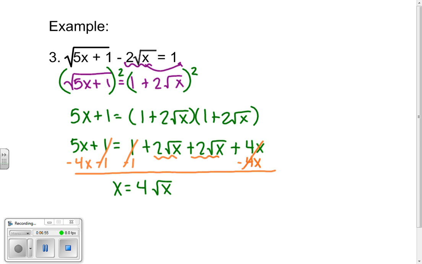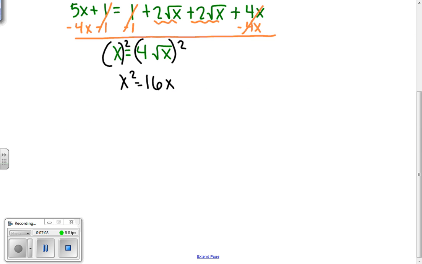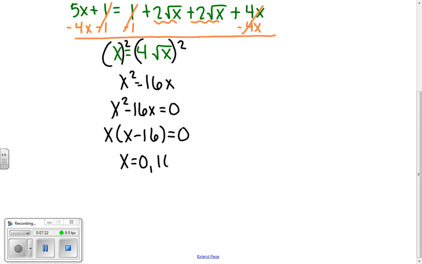That's an equation involving a radical, so I'm going to square both sides right away. Square the right, square the left. I get x squared equals 16x. Anytime you have a quadratic and you want to solve, get it equal to 0 and see if you can factor. x squared minus 16x equals 0. Pull out a GCF and solve. I get x equals 0 and 16.